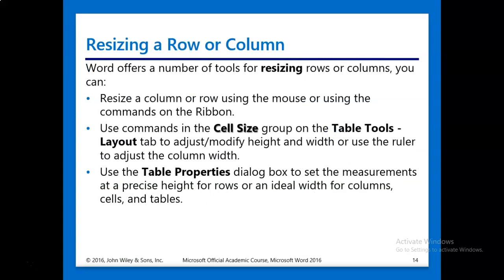Resizing a row or column. Word offers a number of tools for resizing rows or columns. You can resize a column or row using the mouse or using the commands on the ribbon. The commands in the Cell Size group on the Table Tools Layout tab can adjust or modify height and width, or you can use the ruler to adjust the column width. Use the Table Properties dialog box to set the measurements at a precise height for rows or an ideal width for columns, cells, and tables.